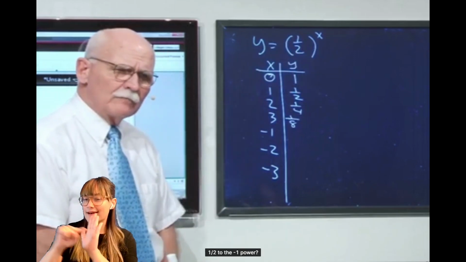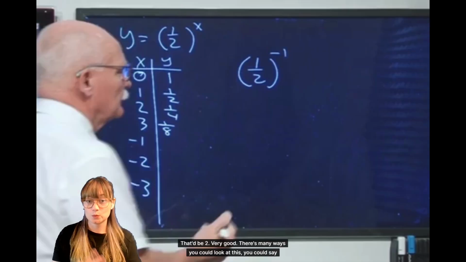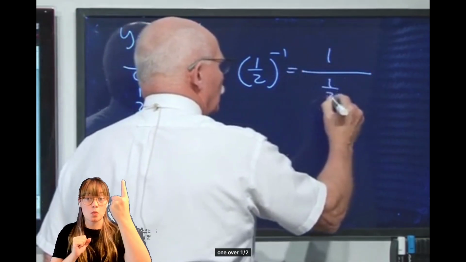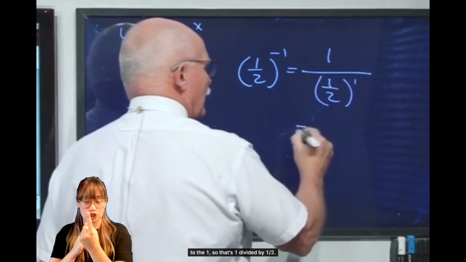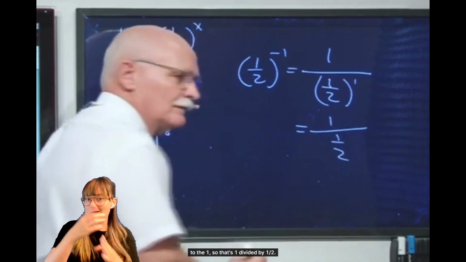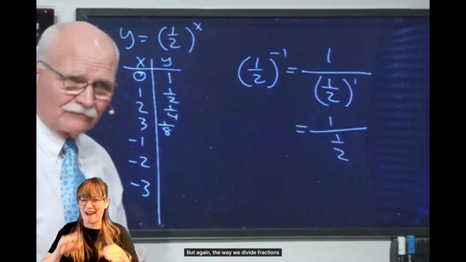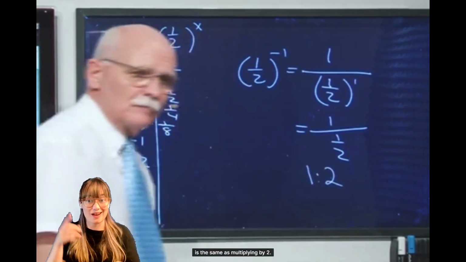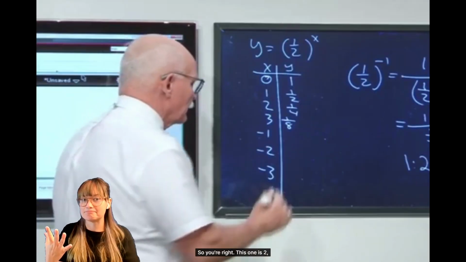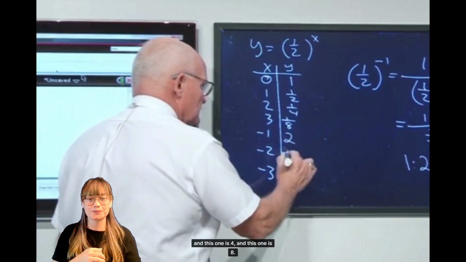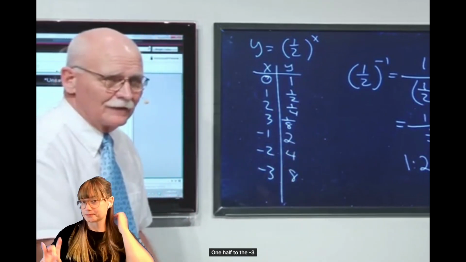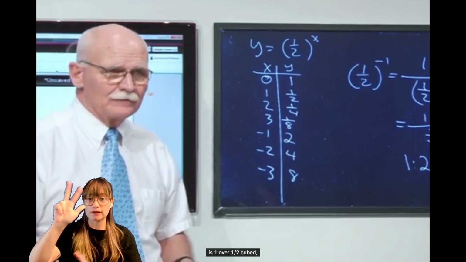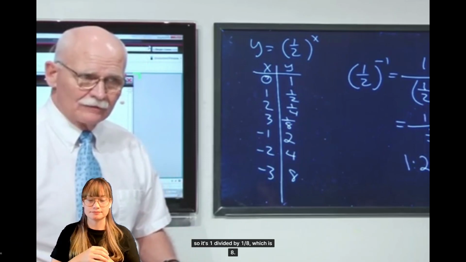1/2 to the -1 power. That'd be 2. Very good. There's many ways you could look at this. You could say it's 1 over 1/2 to the 1. So that's 1 divided by 1/2. But again, the way we divide fractions is we multiply by the reciprocal. Dividing by 1/2 is the same as multiplying by 2. So you're right. This one is 2, and this one is 4, and this one is 8. Okay? 1/2 to the -3 is 1 over 1/2 cubed. So it's 1 divided by 1/8, which is 8.